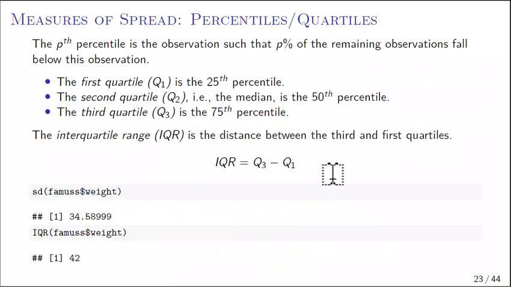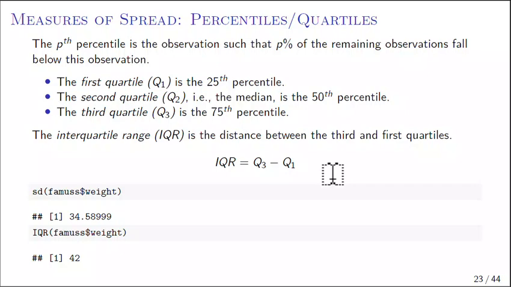Okay, the second measurement of the spread is the so-called percentile or quantile. So the percentile is the observation, just one observation, okay, such that among all the observations, from the lowest one to the largest one, right? Most of the time we go in this order, from the smallest one to the largest one, and then p% of them are falling below this observation.